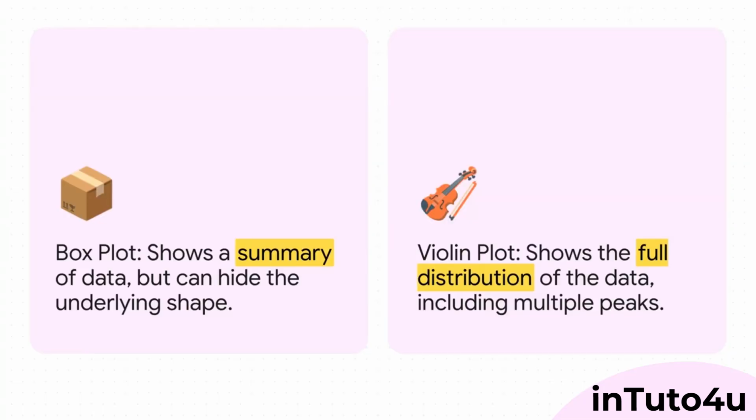So, in one corner, we have the classic box plot. It's fantastic for a quick summary. In the other corner, we have the modern violin plot, which promises to show you the full shape of the data. The big question is: is it a brilliant upgrade or just unnecessary clutter?